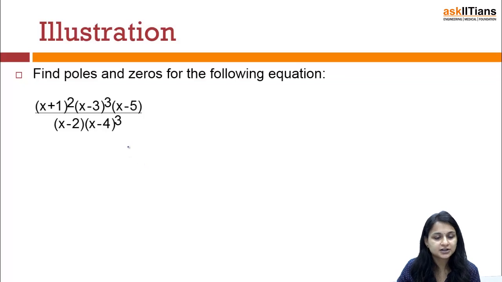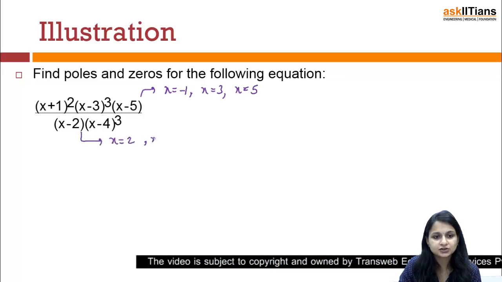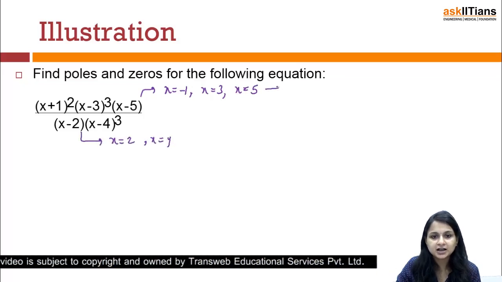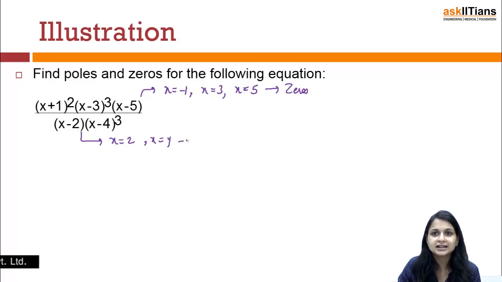Now, let's take some illustration. Here we have to find poles and zeros. You can see that the numerator becomes 0 at x equal to minus 1, x equal to 3 and x equal to 5. And here the denominator becomes equal to 0 at x equal to 2 and x equal to 4. So my zeros would be minus 1, 3 and 5, and these become my poles.